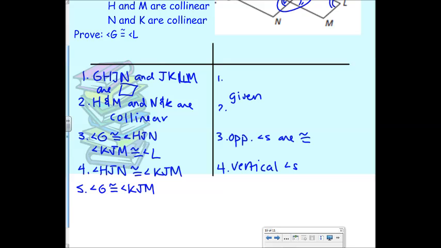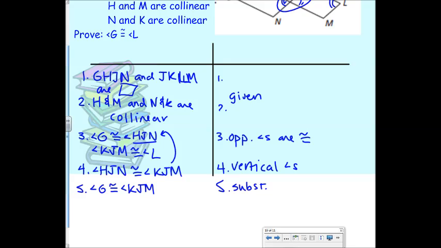What did I use to get there? Angle G was congruent to HJN. Now it's congruent to KJM. What did I do? I substituted, right? I took out the HJN and I plugged in the KJM because they were congruent. So I used the substitution property there.